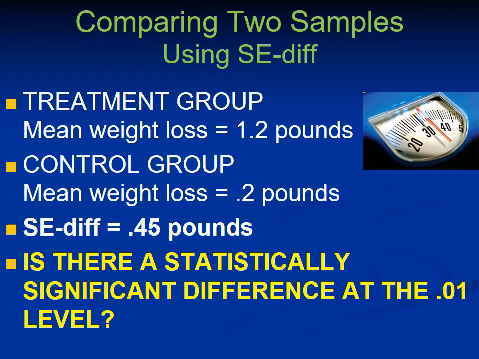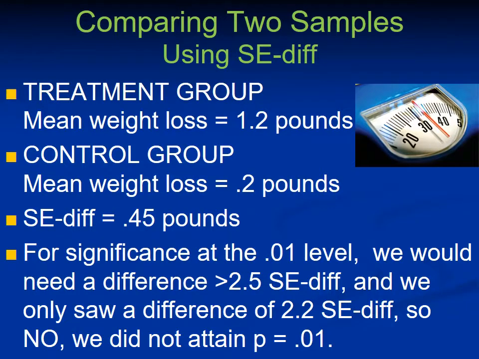How about this question? Is there a statistically significant difference at the 0.01 level? So here, to get to the 0.01 level, remember, we have to be at a difference of greater than 2.5 standard errors of the difference. But we already know from our prior calculation, our difference of 1 pound is only 2.2 times the standard error of the difference here. And so, no, we didn't get to the 0.01 level of statistical significance here.